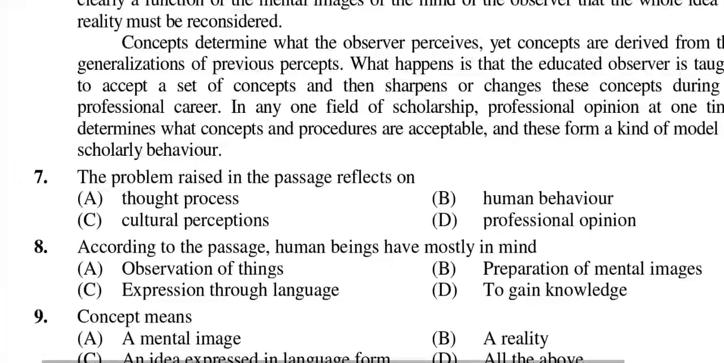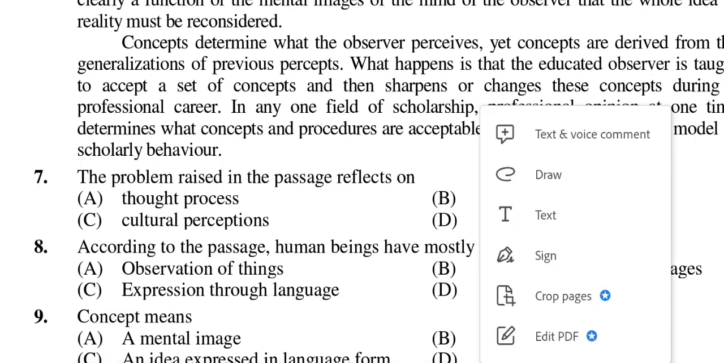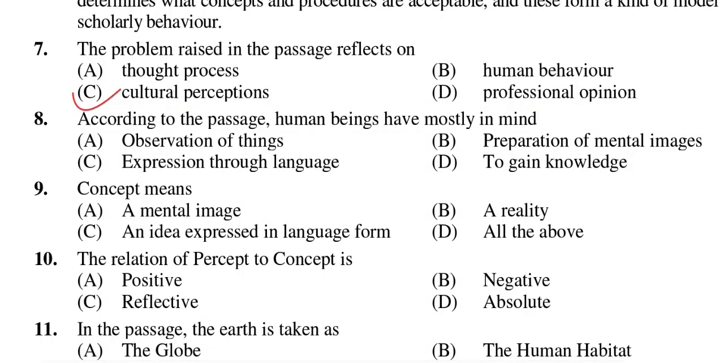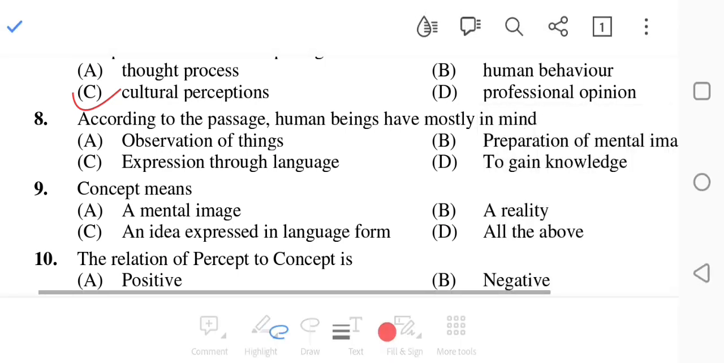So the first question is: the problem raised in the passage reflects on what? Thought process, human behavior, cultural perceptions, or professional opinion. The correct answer will be C, cultural perceptions. Number 8, it has asked us, according to the passage, human beings have mostly in mind: observation of things, preparation of mental images, or expression through language to gain knowledge. So the answer will be B, preparation of mental images. Let me mark it correct.